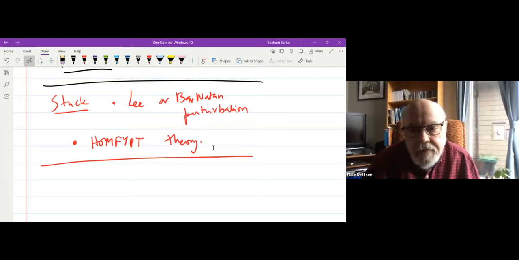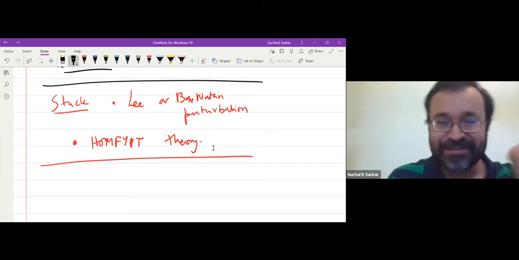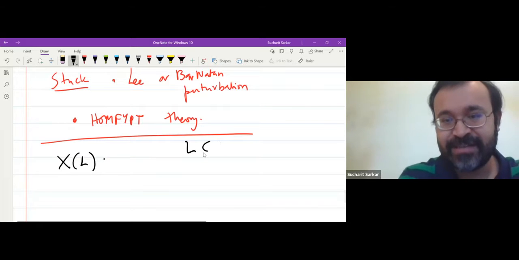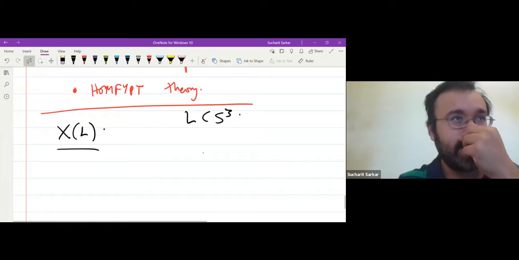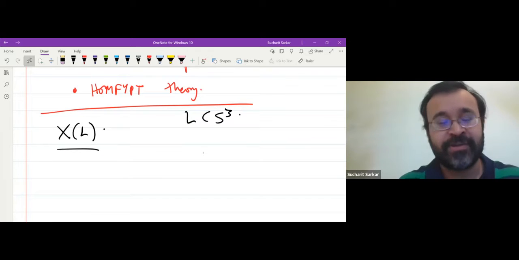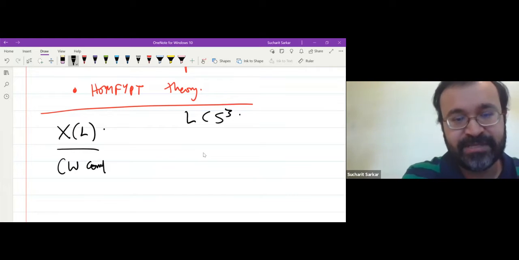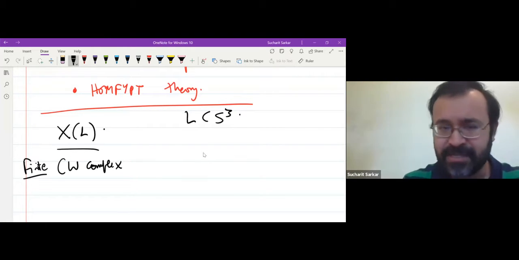I have a silly question. What do you mean exactly by a stable homotopy type? Sorry, I should have mentioned this. So what is X of L? We have a link in S^3, and we are constructing X of L. The way we construct it is as a CW complex. I mean, a finite CW complex. There is nothing infinite here, it's finitely many cells.